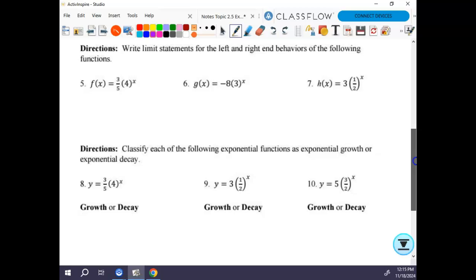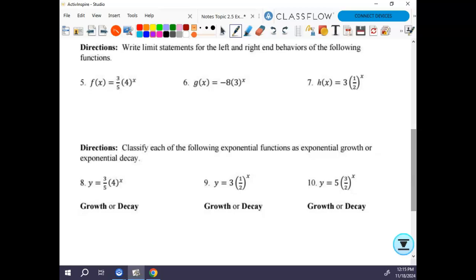On the next part, I'm going to change the directions just a little bit because I meant to do it before I printed it. We're going to write the limit statements for just the left-end behaviors, just for the interest of time. I still would like to know what these look like, so I'm going to do myself a little sketch here again. This is exponential growth, and then that 3/5 doesn't really change the basic shape. So then I'm going to write my limit.